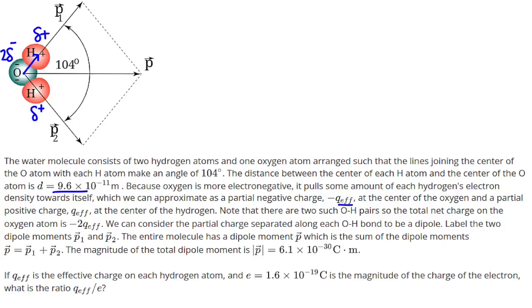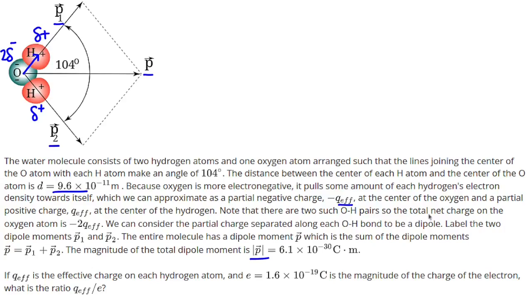We can consider the partial charge separated along each bond to be a dipole, and we label the two dipole moments P1 and P2, and the entire molecule has a dipole moment P being the sum of the two dipole moments, and the magnitude of the total dipole moment is also given.